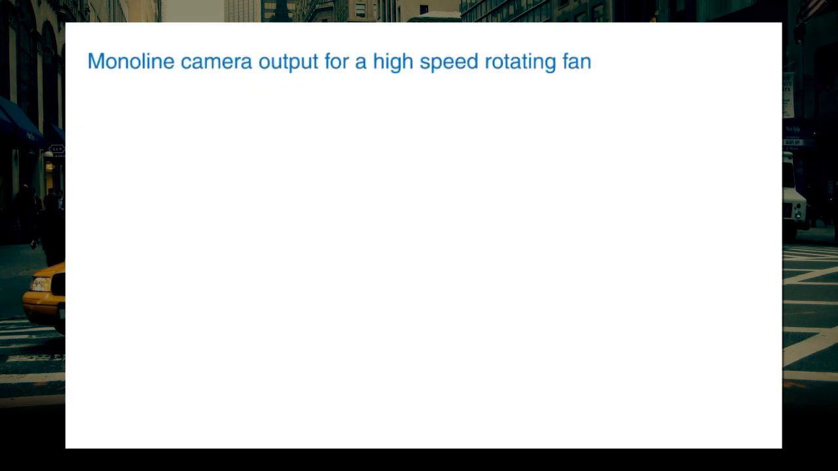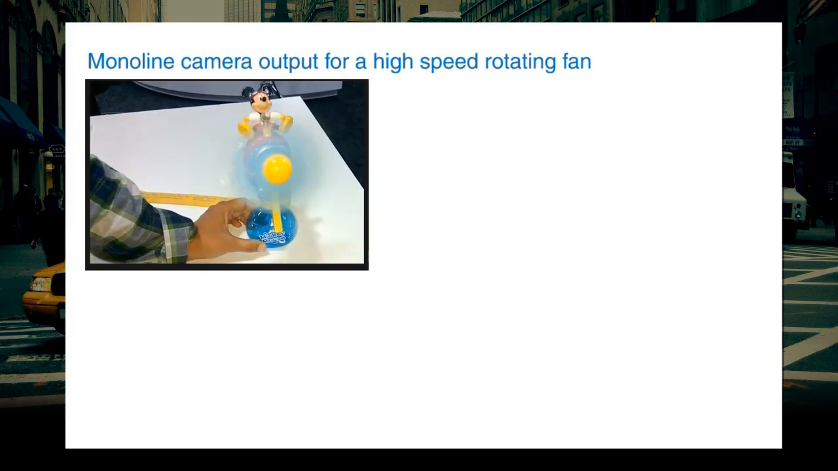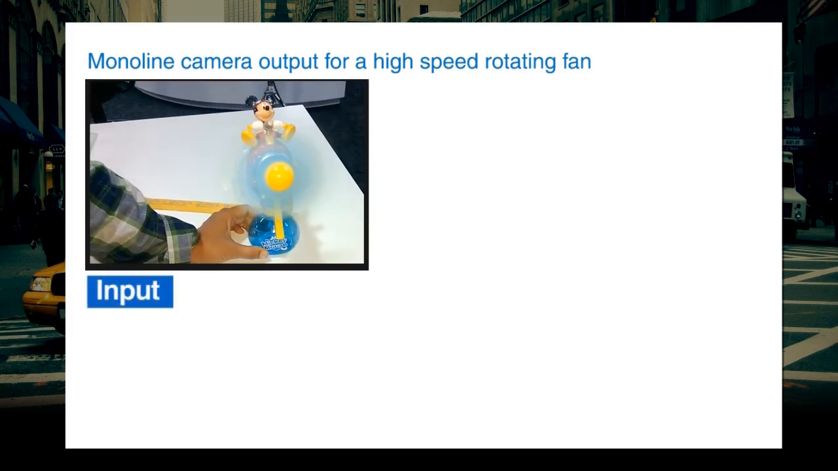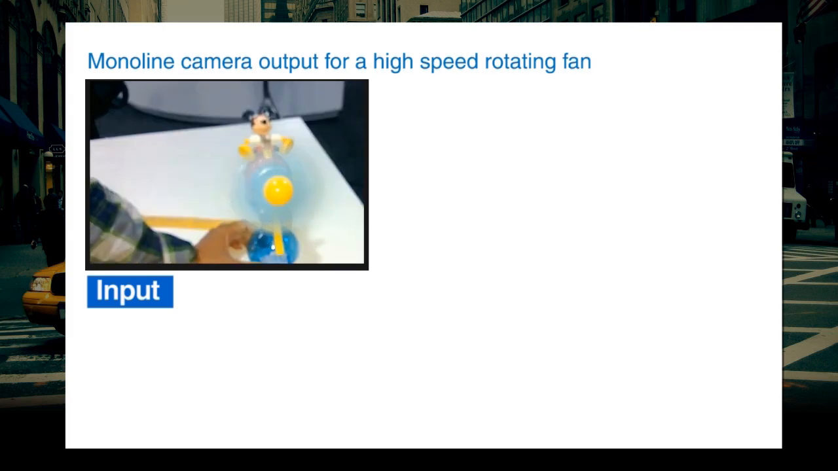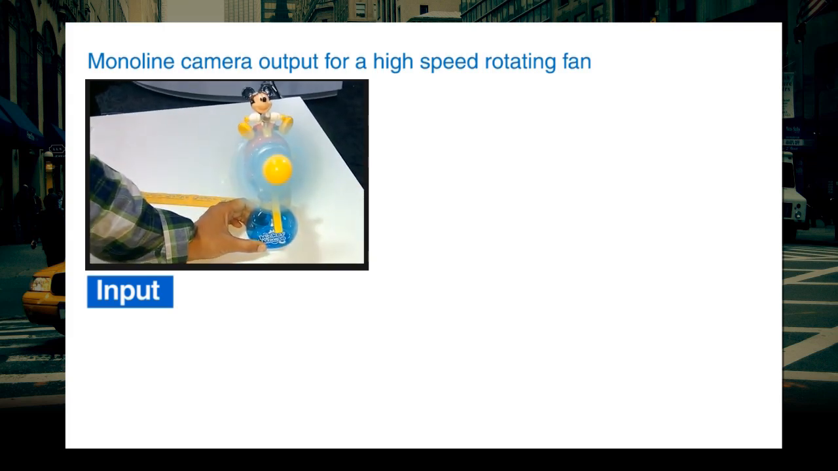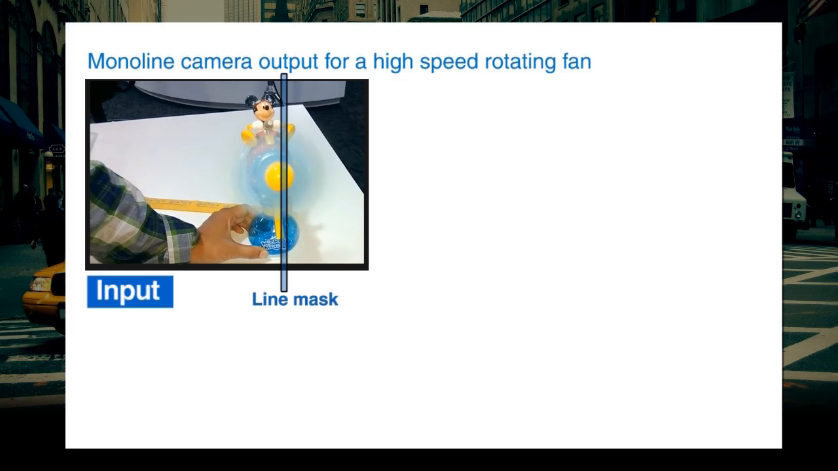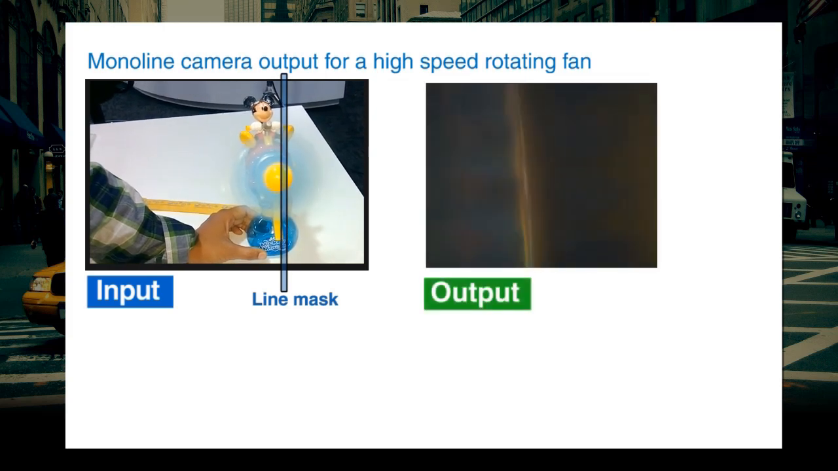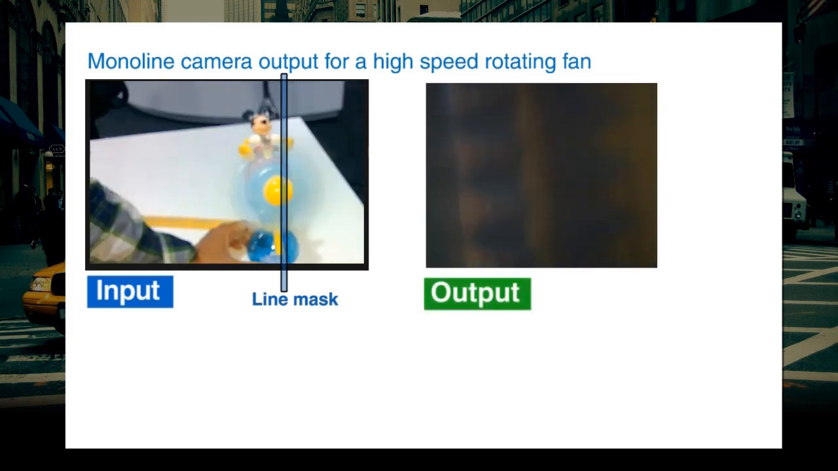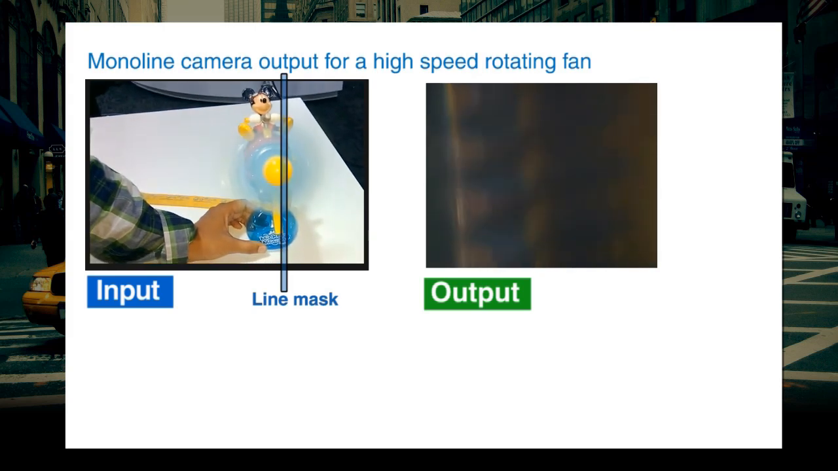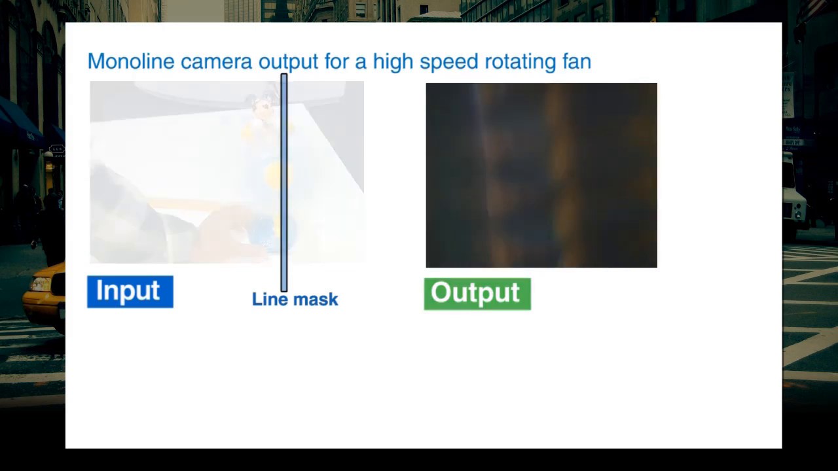We now show monoline camera output for a high-speed rotating fan. For a high-speed moving fan, normal cameras cannot distinguish blades when the fan is rotating at such high speeds. Monoline camera views one line of the scene through the single line mask. This line in the scene cuts across blue blades, yellow center and yellow stand of the fan, and this can be seen in the output frames where we see each individual fan blade.